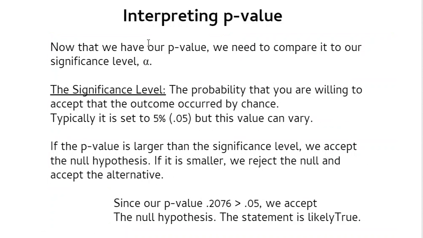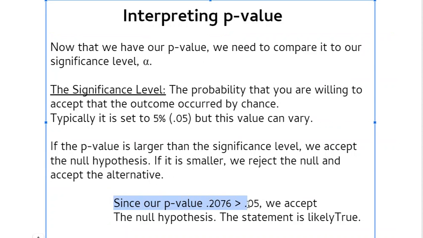So we're comparing it to our significance level. Since our p-value, 0.2076, is greater than 0.05, we are going to accept the null hypothesis. The statement is likely true. We didn't prove it. We just think it's likely true. And that's because 48% is really close to 50%. All right, we didn't know though, is it close enough to accept it? And the significance test tells us it is close enough. 48% is close enough to 50% that we can accept that as our percentage.